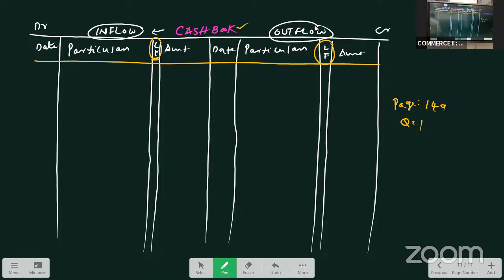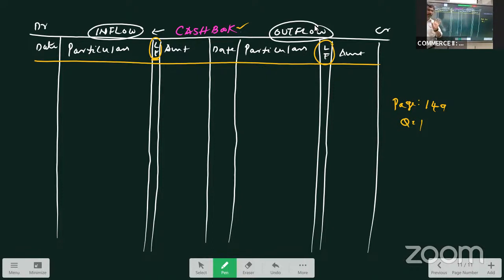So what is the first transaction you see? Page number 149, question number 1. Prepare single column cash book of Messrs. Manasvi Traders from the following particulars. 2019, January 1, commence business with 20,000. The firm commenced business with 20,000 and the proprietor is investing 20,000 in the business.